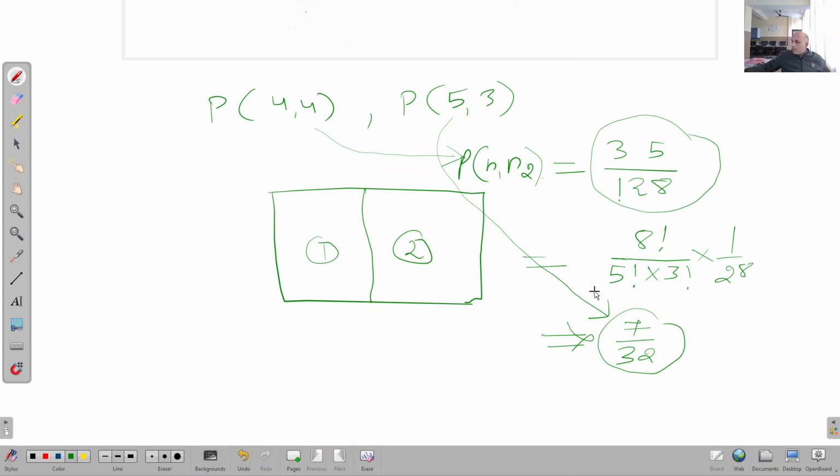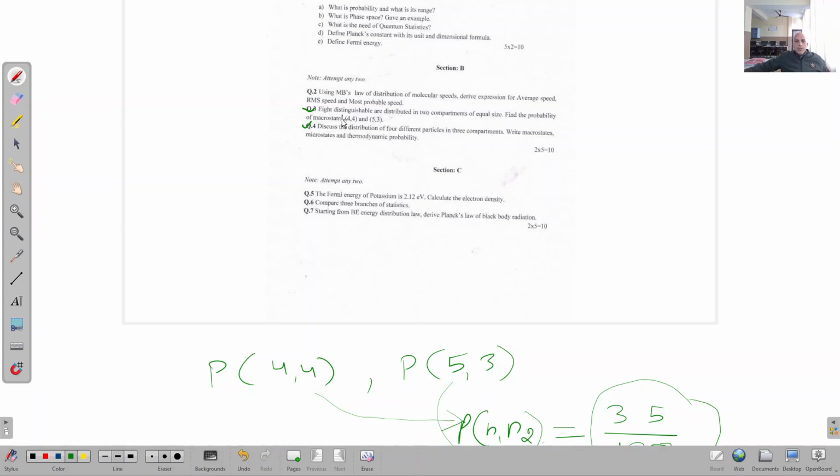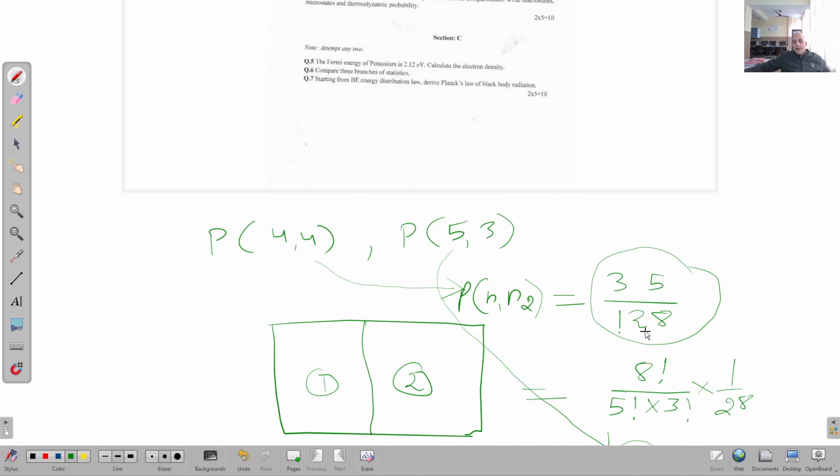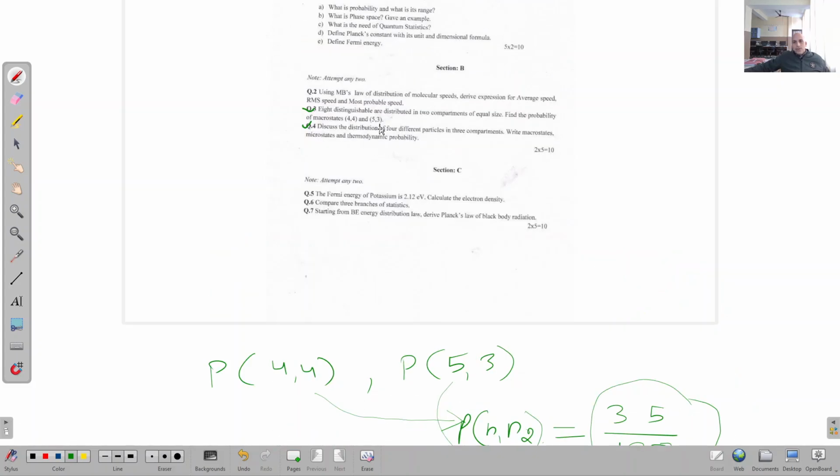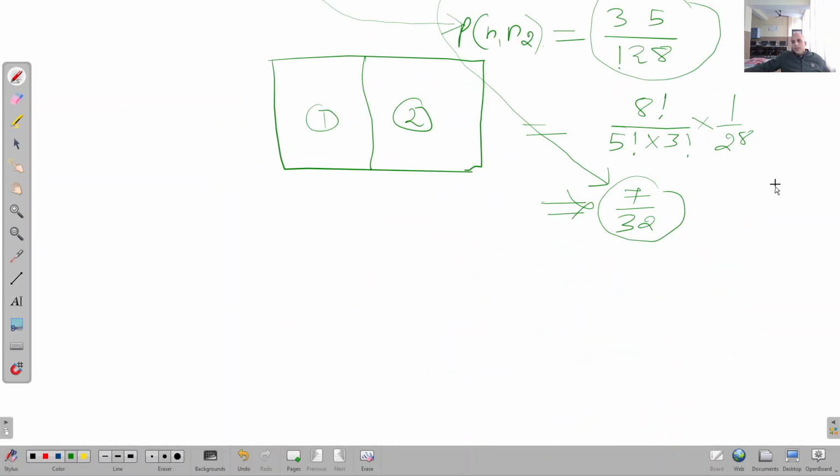So this was the question that I have asked you, and it was of 5 marks. Very simple question. 8 distinguishable particles are distributed in two compartments of equal size. Find the probability of macro state 4 4. So the probability of macro state is what? 35 divided by 128, right? Similarly, the probability of macro state 5 3, it is 7 divided by 32.